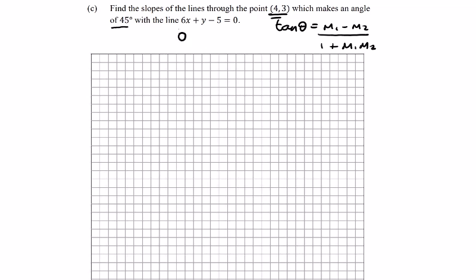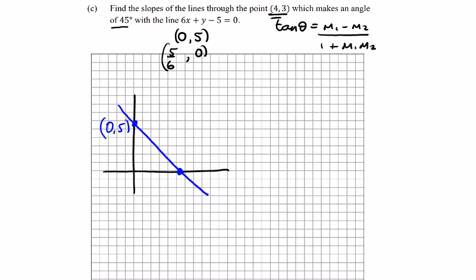If x is equal to 0, y is equal to 5, and if y is equal to 0, 6x equals 5, x is 5 over 6. So let's just sketch this line. It's only a sketch now, but we can make it fairly realistic. We've got a negative slope of 6, so I'll just sketch it like this. This is not drawn to scale, because 0, 5 will be obviously a lot higher than 5 over 6, 0, just to give us some room.